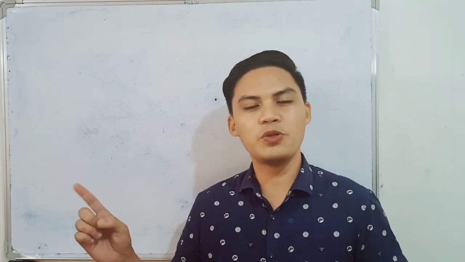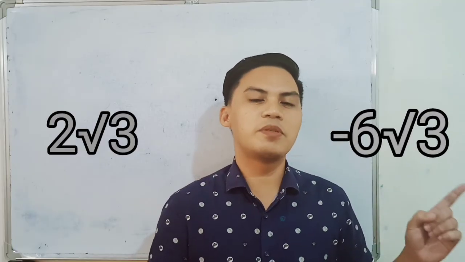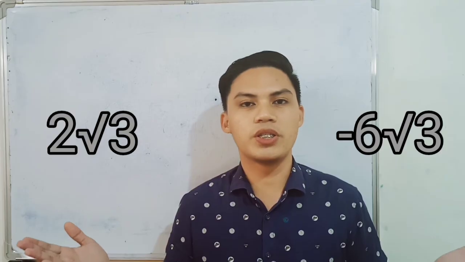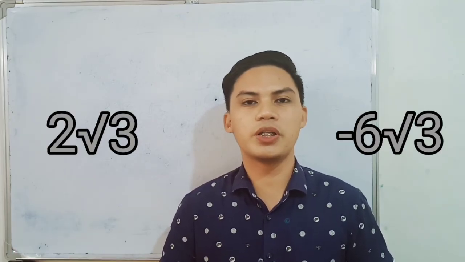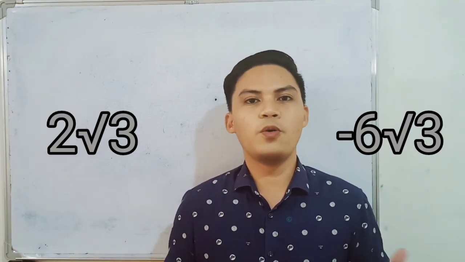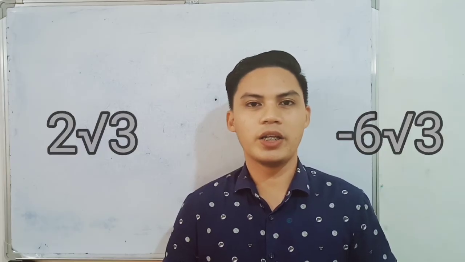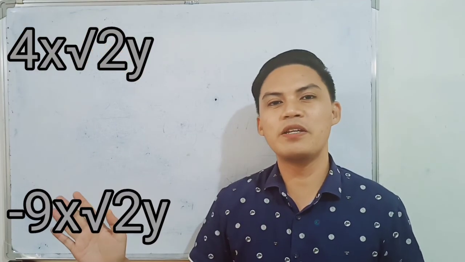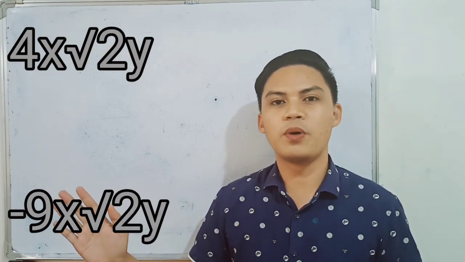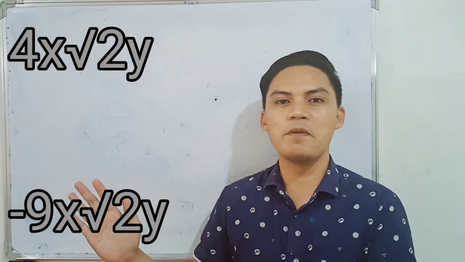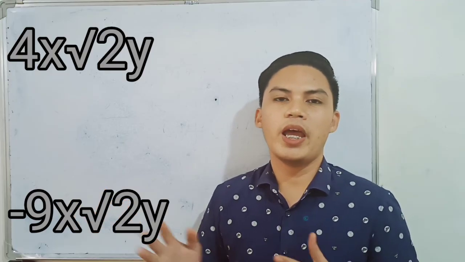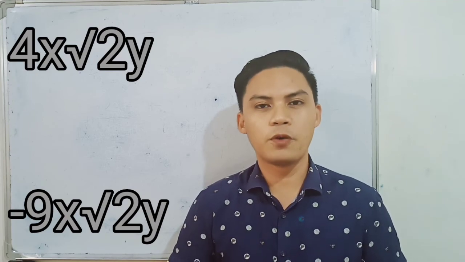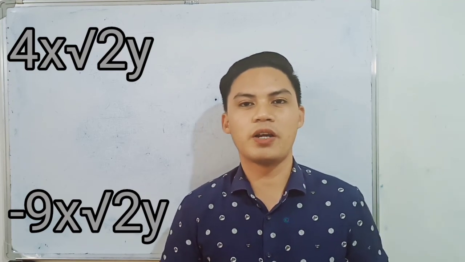Now, how about 2 square root of 3 and negative 6 square root of 3? They have the same radicand, which is 3, and they have the same index, which is 2. So, we can consider them as like radicals. Now, how about 4x square root of 2y and negative 9x square root of 2y? As you can see, they have the same radicand, which is 2y, and they also have the same index, which is 2. Therefore, we can consider them as like radicals.